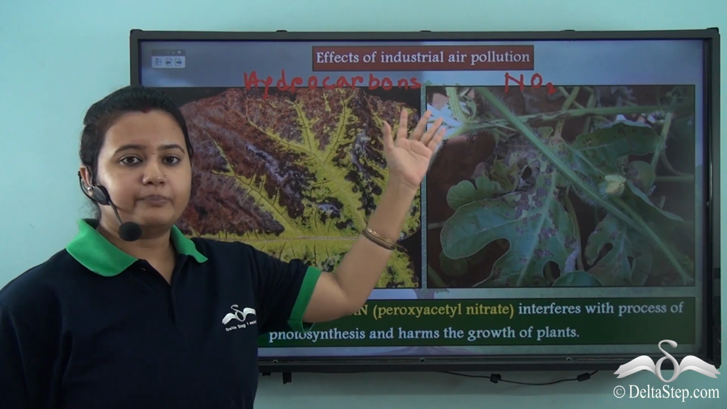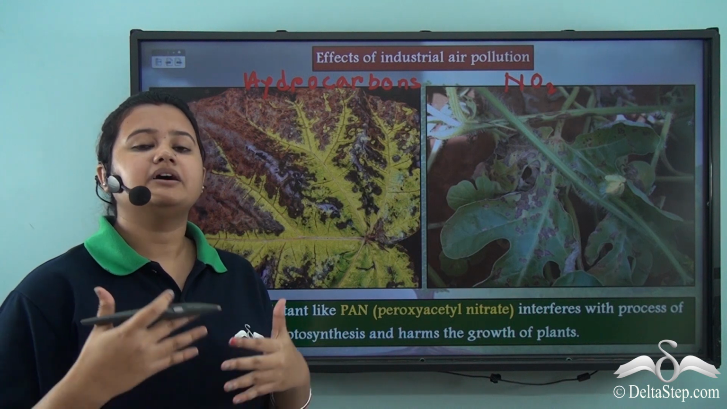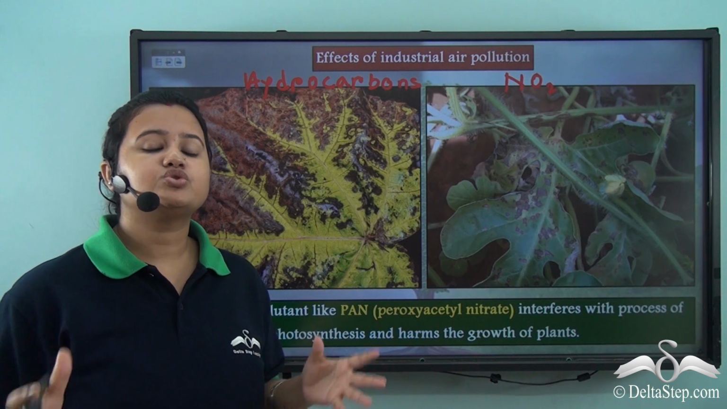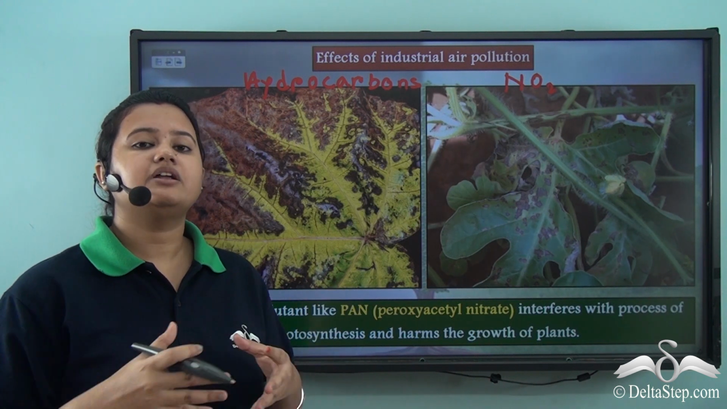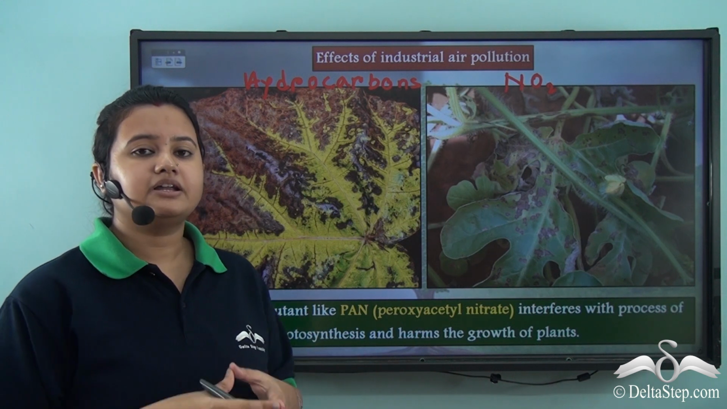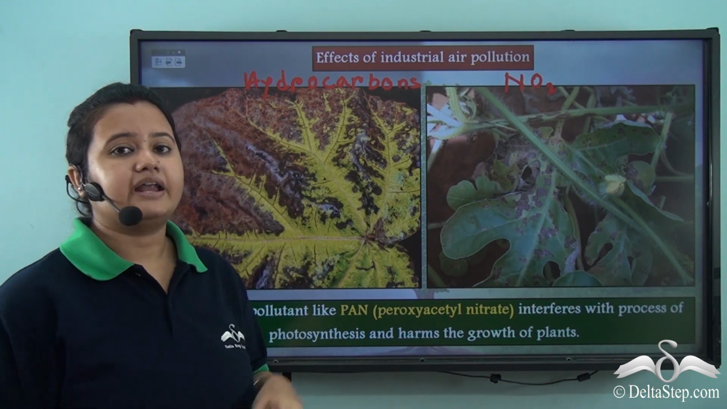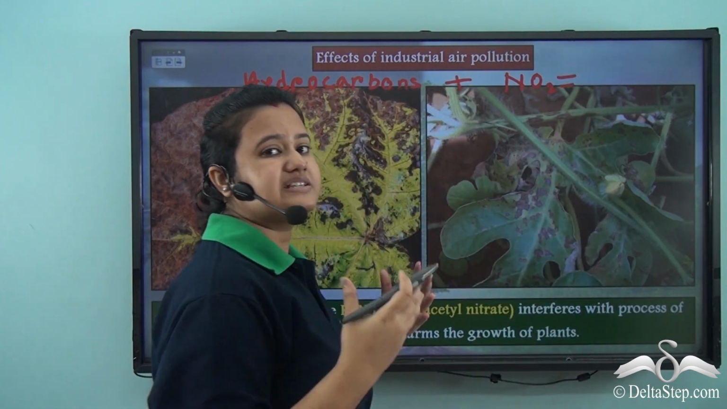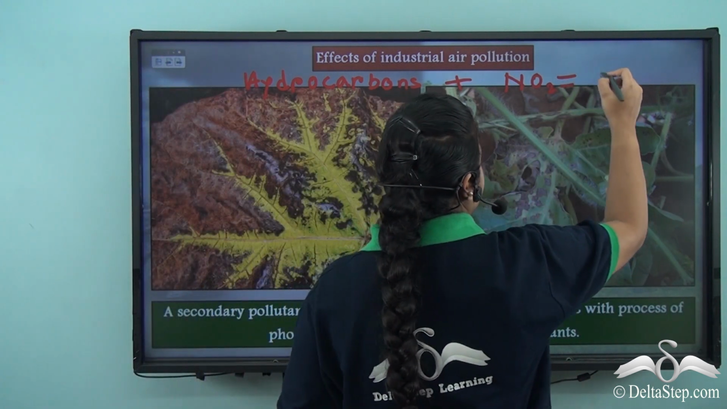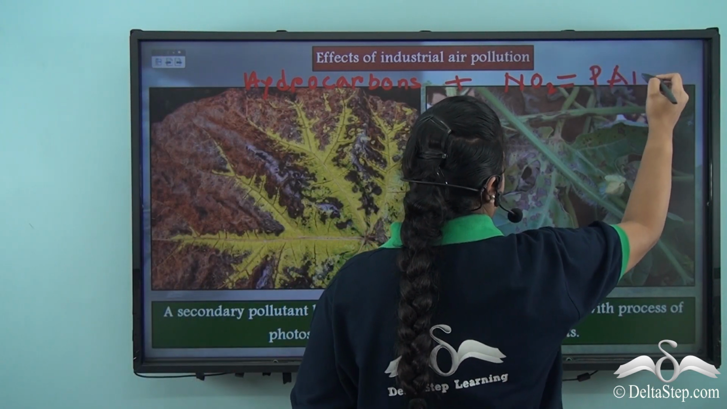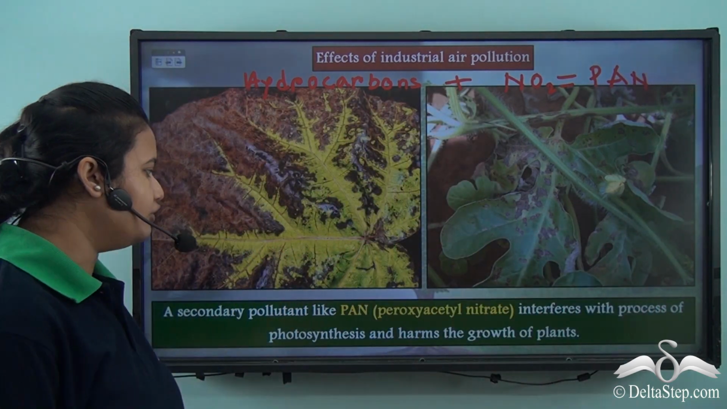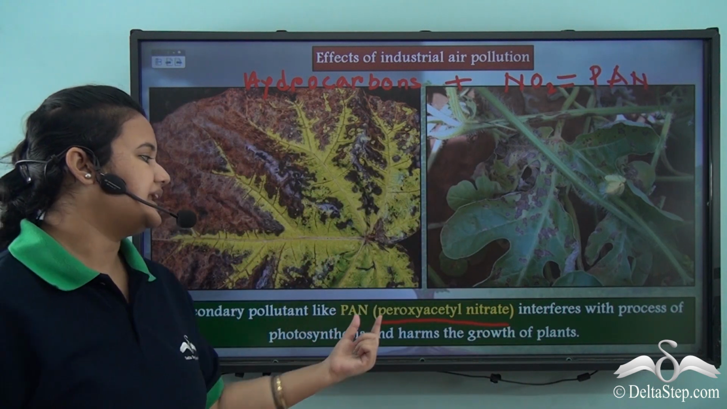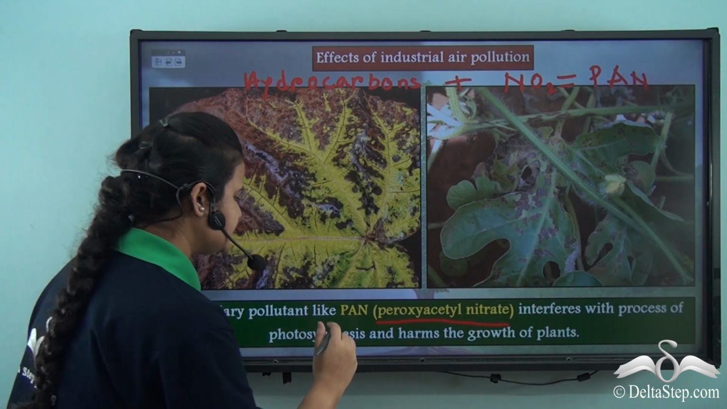Now, these primary pollutants react among themselves in the presence of light, and the reaction is known as a photochemical reaction. So, the photochemical reaction between two chemical compounds, that is, hydrocarbon and nitrogen oxide, produces another secondary air pollutant whose name is PAN. Now, PAN is an abbreviated form of peroxyacetyl nitrate. So, peroxyacetyl nitrate is also known as PAN.